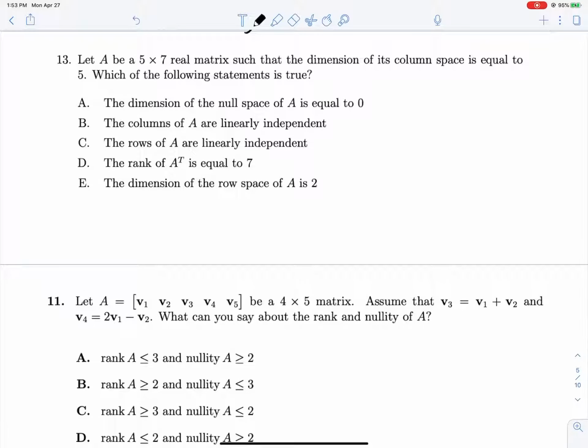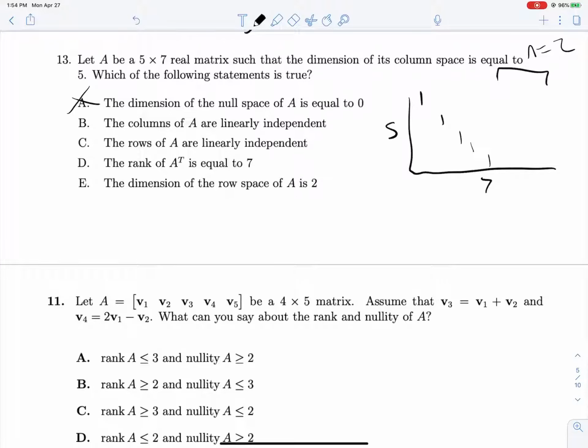13. Let A be a 5 by 7 real matrix such that the dimension of its column space equals 5. Which of the following statements is true? If we draw out A, we have 5 rows, 7 columns, and we know that we have 5 pivots. So the matrix is full rank. It's fitting as many pivots as it possibly can, but we still have 2 free variables, so our nullity is 2. So A is false. The dimension of the null space is 2, not 0.